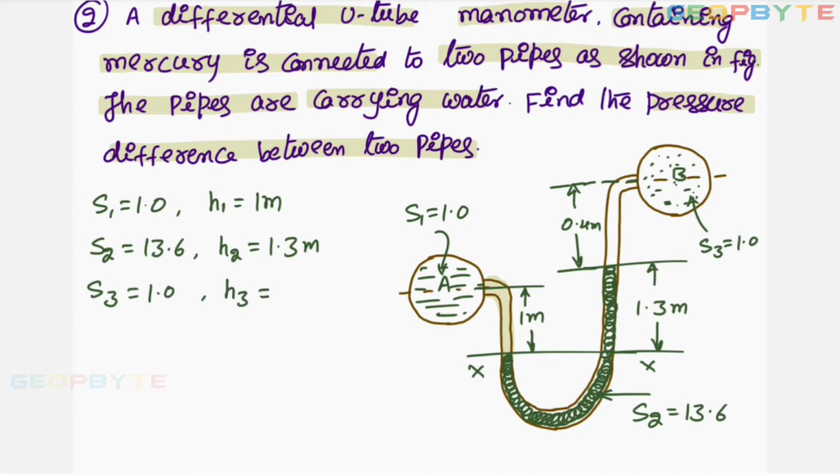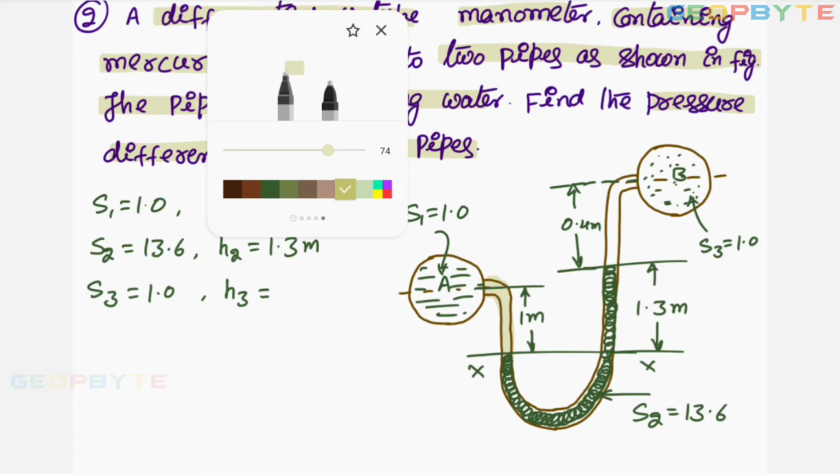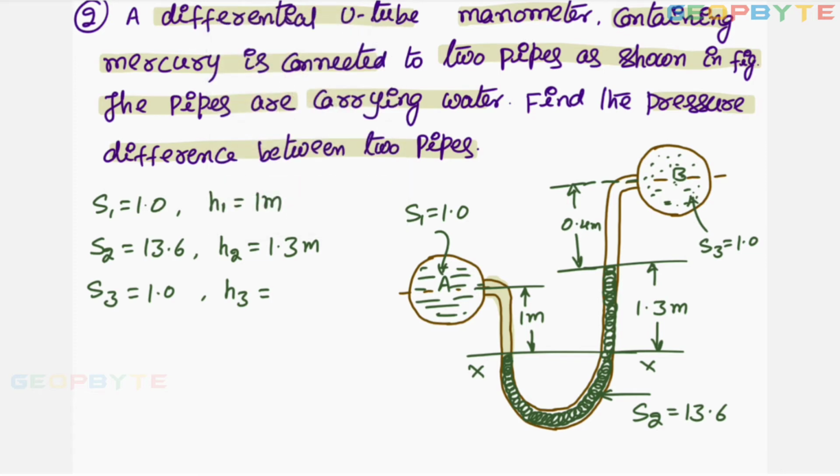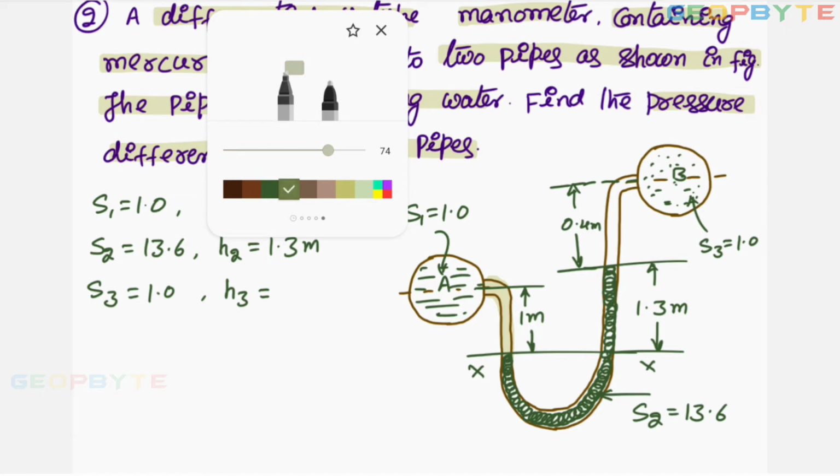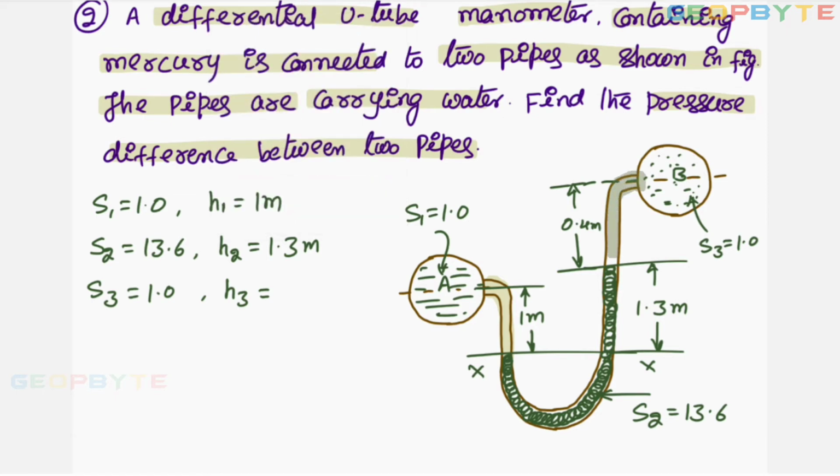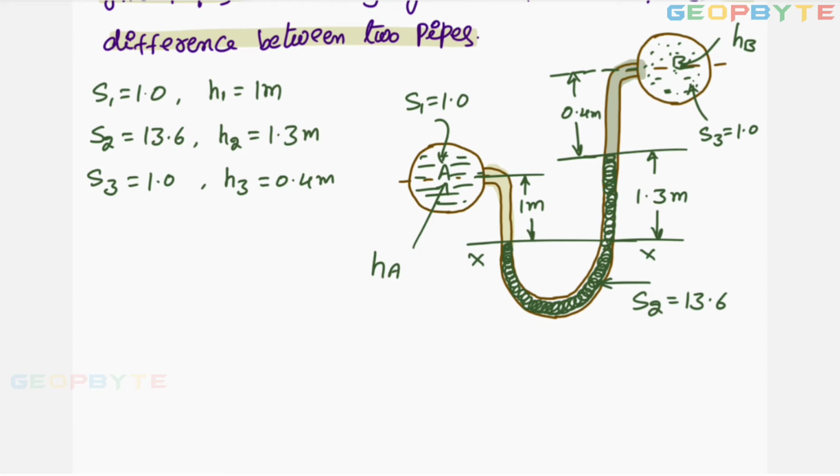Pipe B is also carrying water, occupying a height this much. This is the pipe B liquid occupied height, that is H3, given 0.4. Now assume HA be the pressure head at the center of pipe A and HB be the pressure head at the center of pipe B. Now let me write the pressure head balance equation.